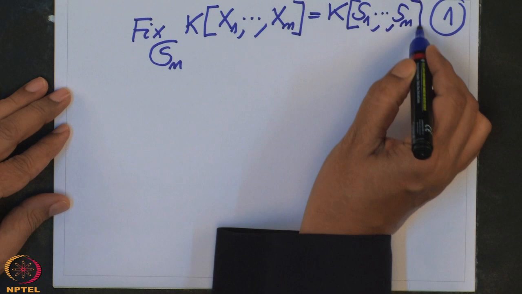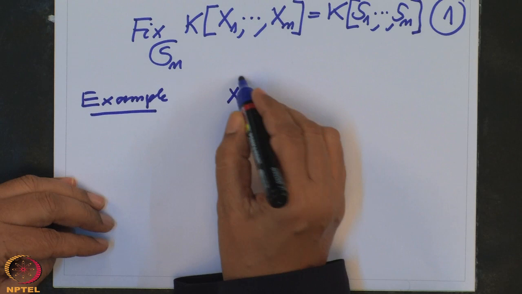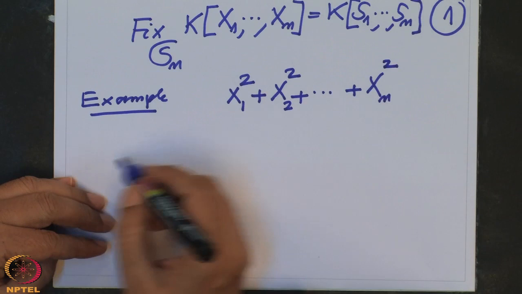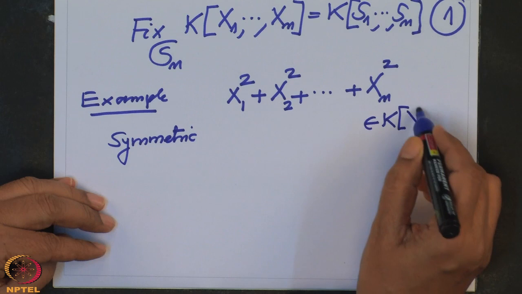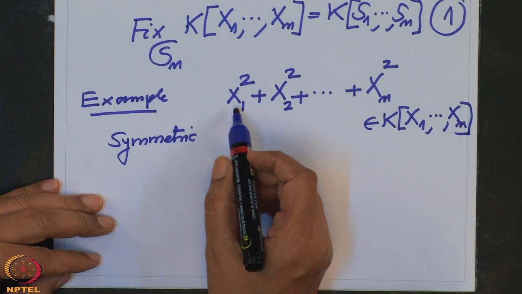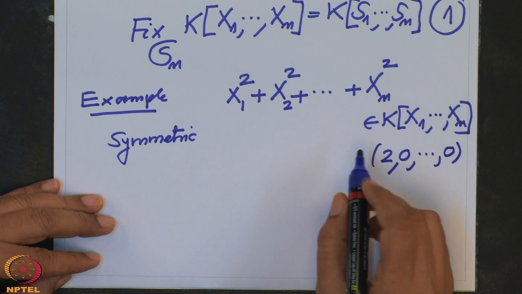So, for example, look at the polynomial x1 square plus x2 square plus xn square. This polynomial is obviously a symmetric polynomial in k[x1 to xn]. So, what is our process to write it as a polynomial in s1 to sn? The multi-degree term is this one. x1 square is the multi-degree of (2, 0, 0, 0, 0). This is the multi-degree of this polynomial f. And we want to cancel this term and so on.